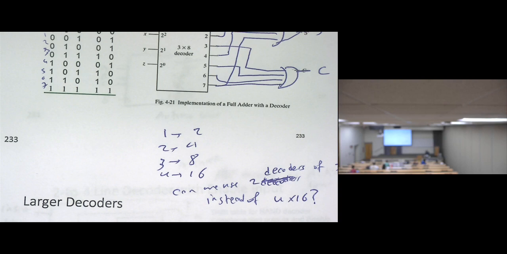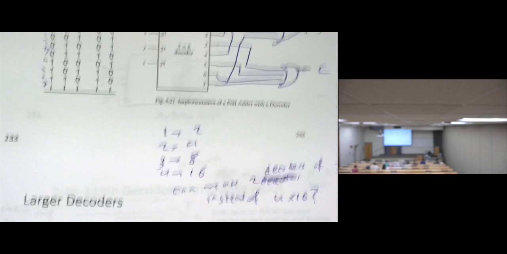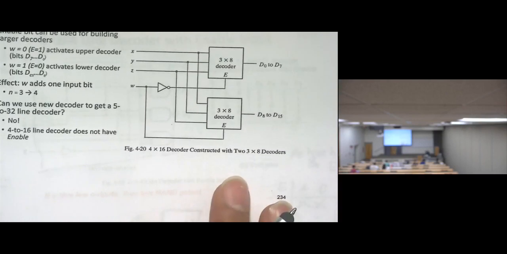Yes, sometimes as a shortcut. Sometimes I don't have ICs of 4 by 16, or those ICs are very expensive, while 3 by 8, I already have them. So yes, I can build that. I can make two 3 by 8 instead of a 4 by 16. But how can I make this, as in large decoders?